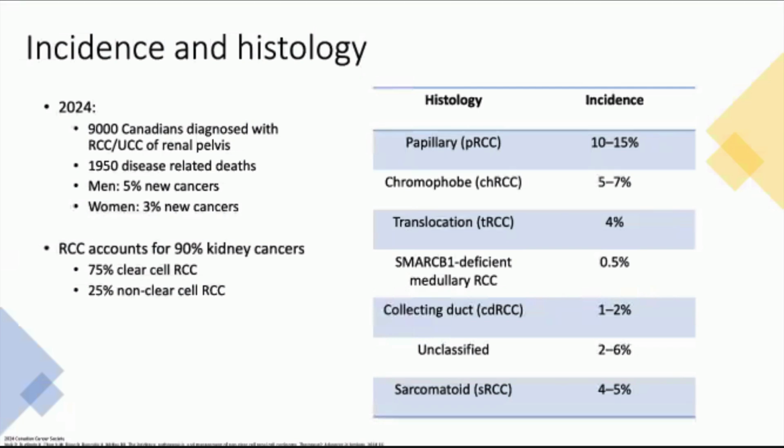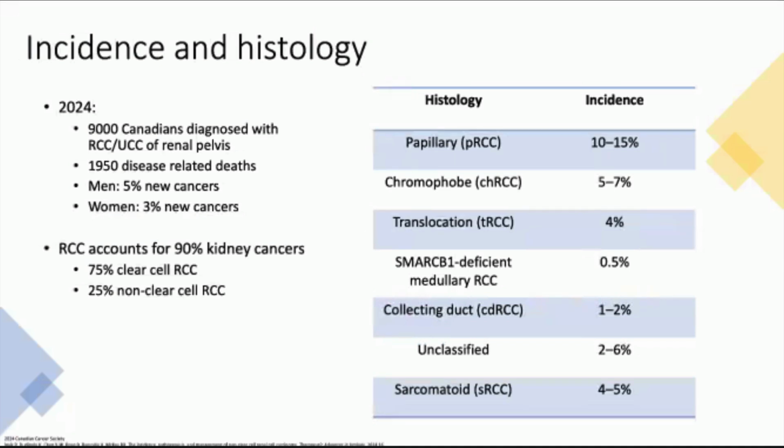Now, according to the Canadian Cancer Society, 9,000 Canadians will be diagnosed with renal cell carcinoma or upper tract UCC of the renal pelvis in 2024 alone. And we also expect this year to have 1,950 disease-related deaths just in Canada alone.